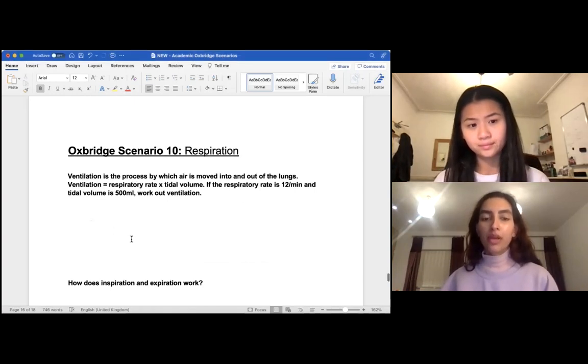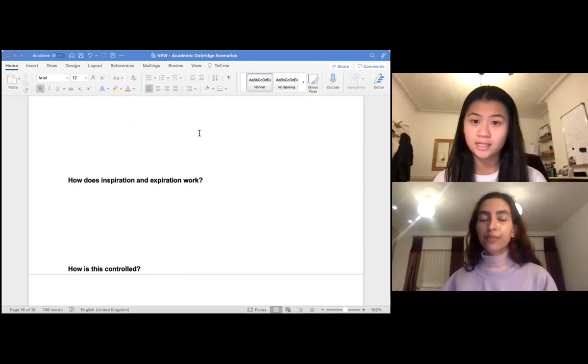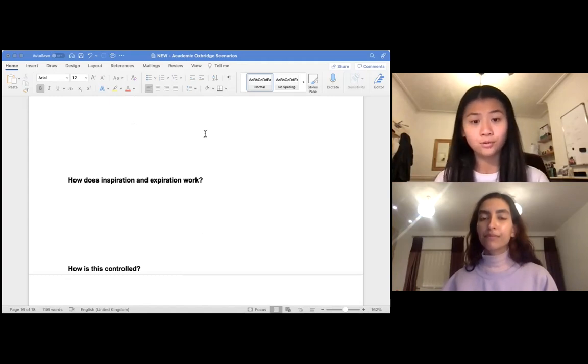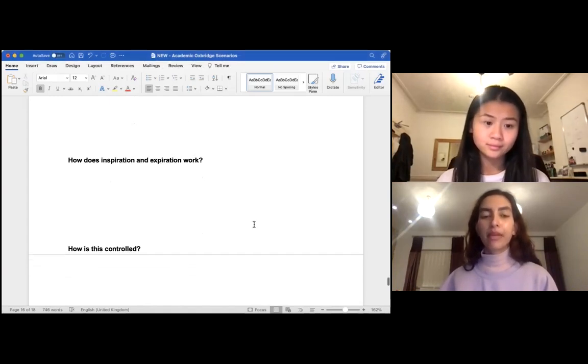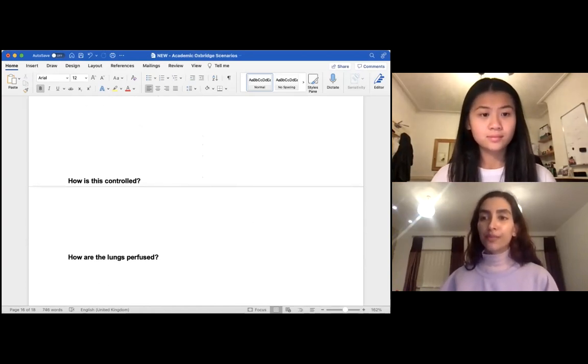Okay. How is this controlled? So this is controlled by the brain subconsciously, but can be overridden by voluntary control. And this detects any changes in the carbon dioxide concentration and will therefore alter any ventilation accordingly. Okay. On to the next question. How are the lungs perfused?